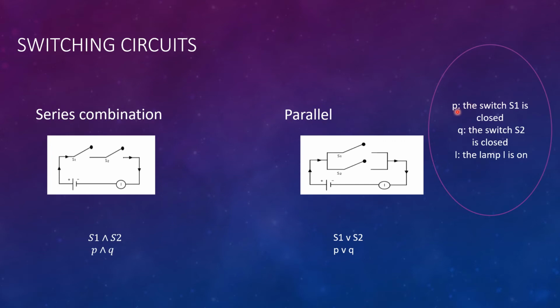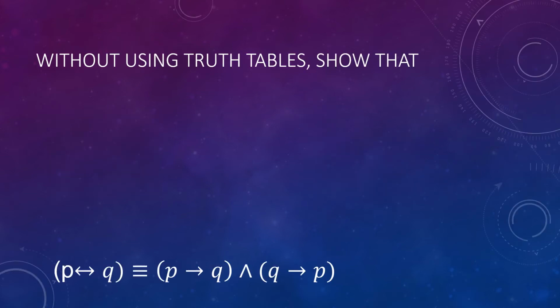We write P as the switch S1 is closed, Q as the switch S2 is closed, and L indicates that the lamp is on. P, S1 is closed; Q, S2 is closed; and L, the lamp is on. Okay, so series combination is represented by AND, parallel combination is represented by OR. Okay, very important sum for exam.